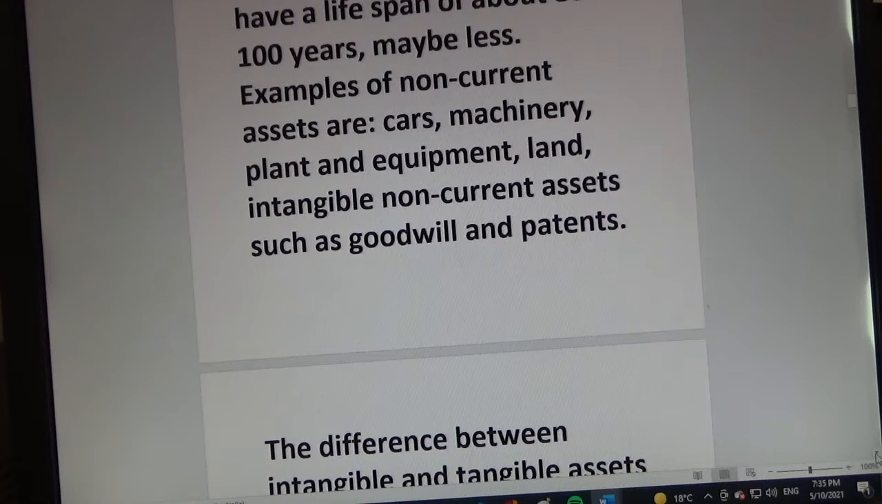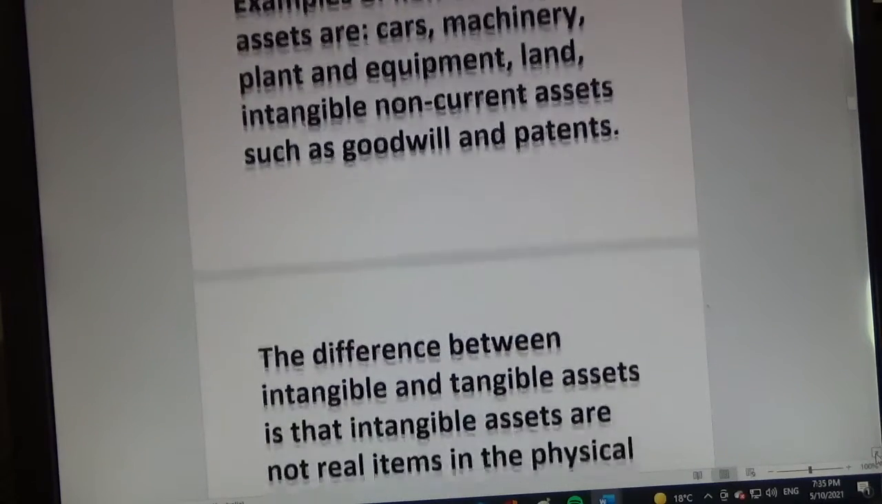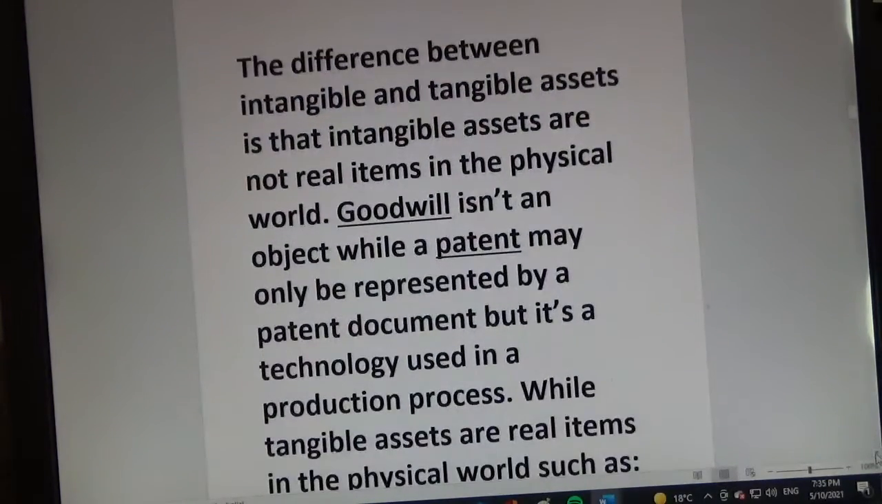It's intangible, but tangible is a physical item, in the physical world. So that's the difference between intangible and tangible. Intangible is not seen, and tangible is a physical item. So an example of an intangible item in non-current assets is goodwill.